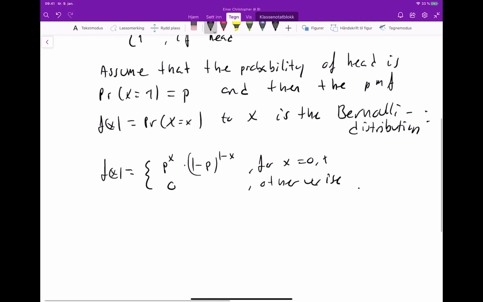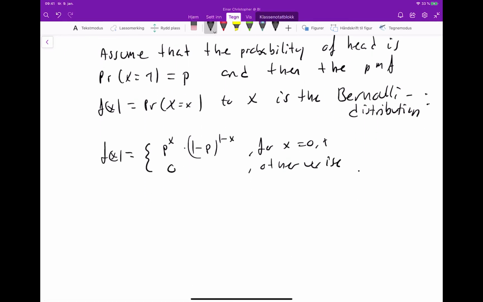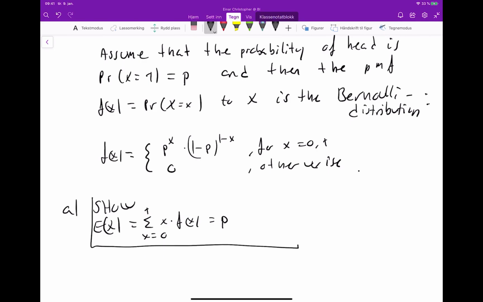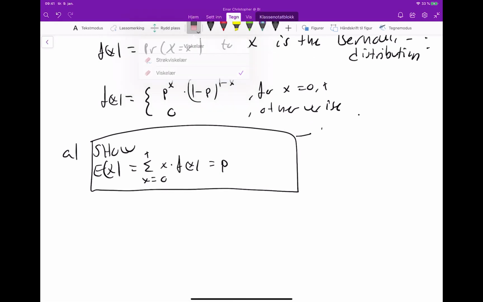Okay. And then we can start. This is the information we get from the text, and in A we are asked to show that the expectation of x equal sum x equal 0 to 1 x times f of x is equal p. And this is the expectation of x. So let's show it.